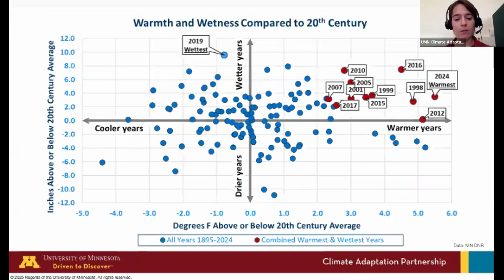And finally, we can see trends occurring when we combine both precipitation and temperature. Again, this is a little bit busy of a graphic, so I'll walk you through it. We're looking at warmth and wetness compared to the 20th century. The blue dots represent all years between 1895 and 2024, and the red dots represent the combined wettest and warmest years on record. So on our x-axis, we're looking at degrees above or below the 20th century average. On the y-axis, we're looking at inches above or below our 20th century average. Over the last 30 years, we've noticed that a number of our combined warmest and wettest years on record have occurred after the 20th century.